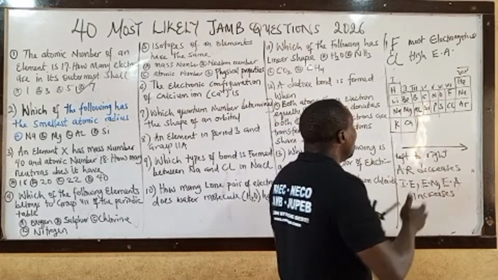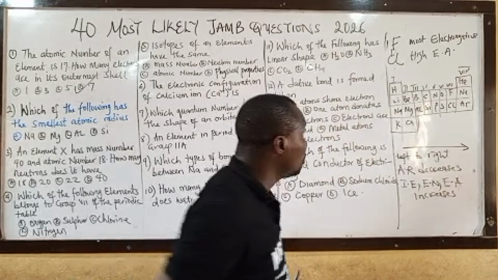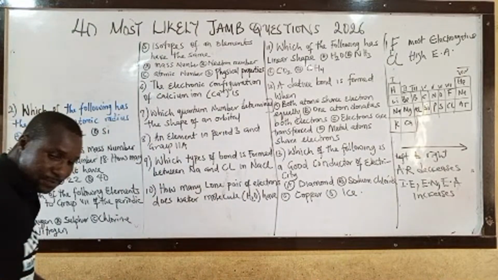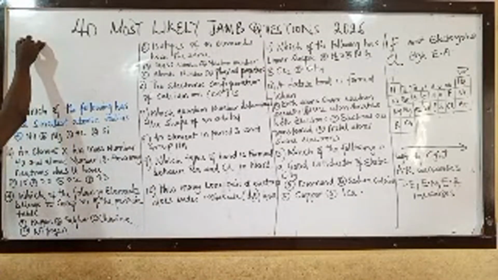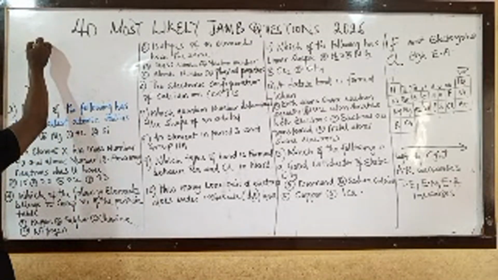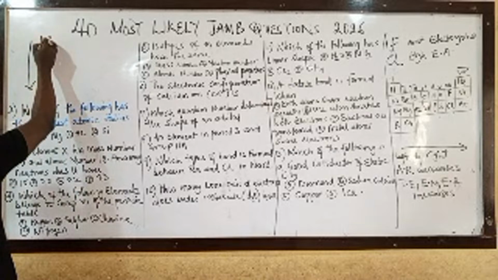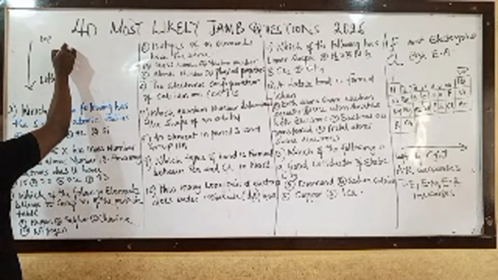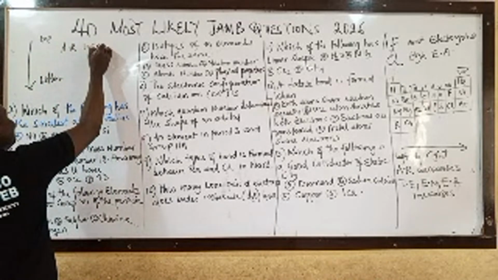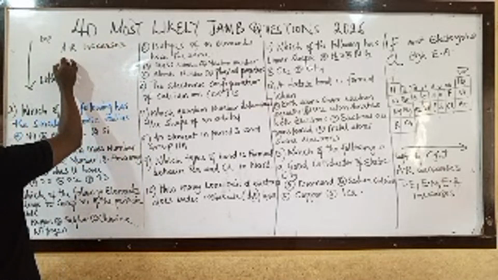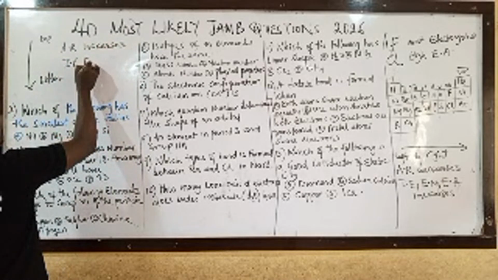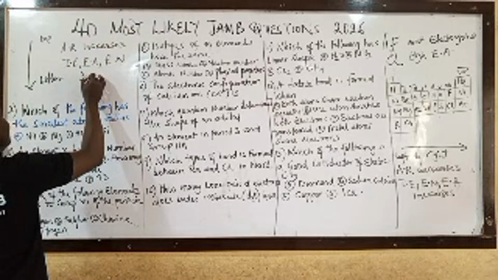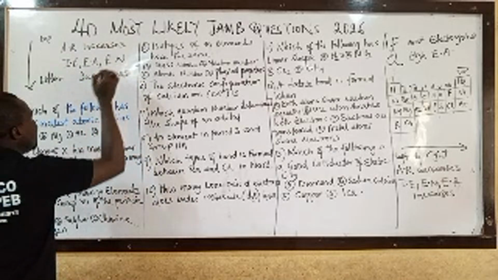Then let me write it here. Please, there's no space. Let me clean this one, because I've answered this. Coming down the group from top to bottom, what happened? Atomic radius increases, while ionization energy, electron affinity, and what? Electronegativity decreases.